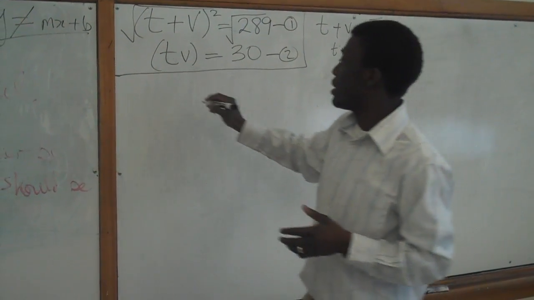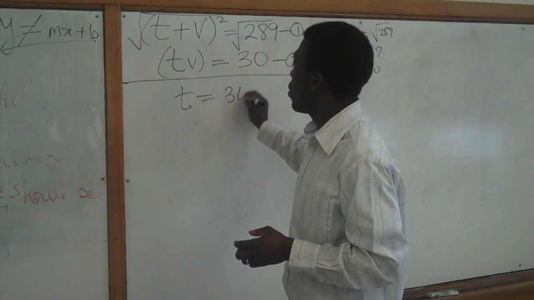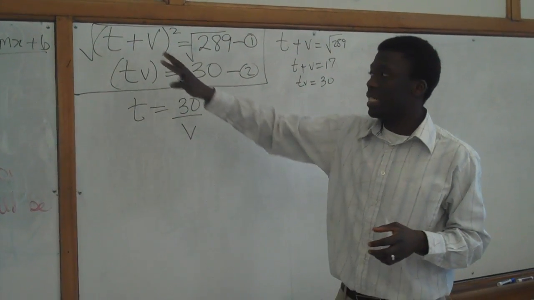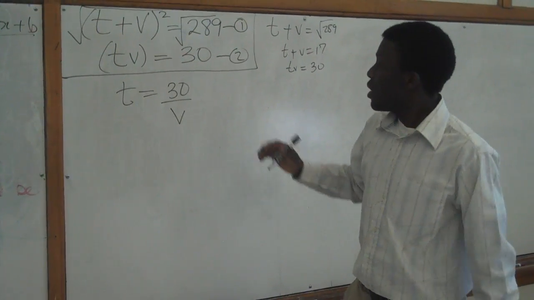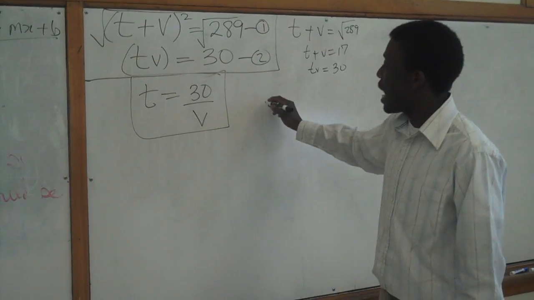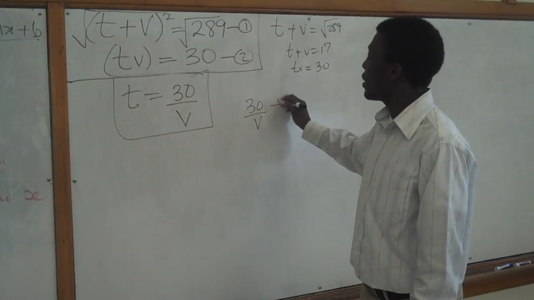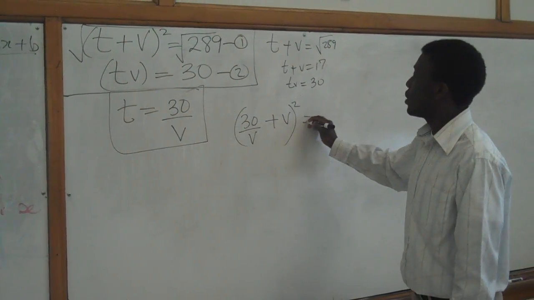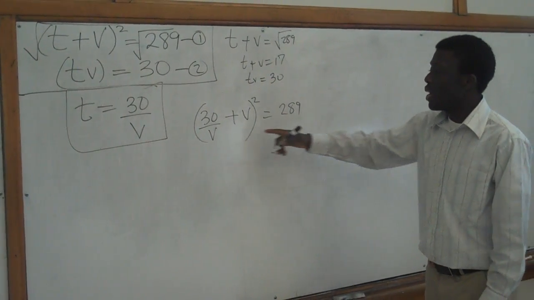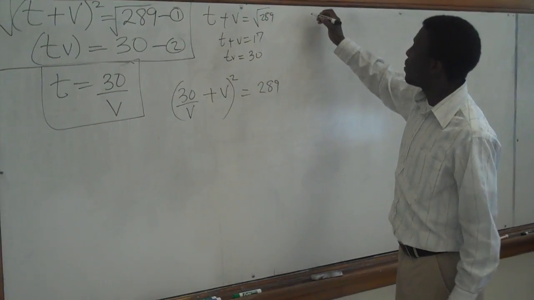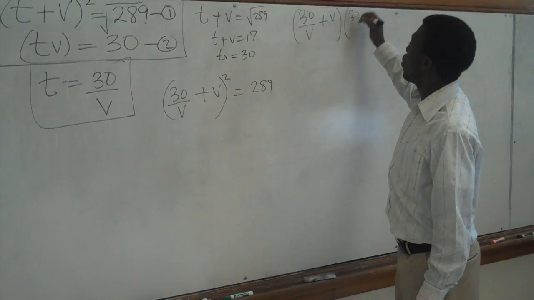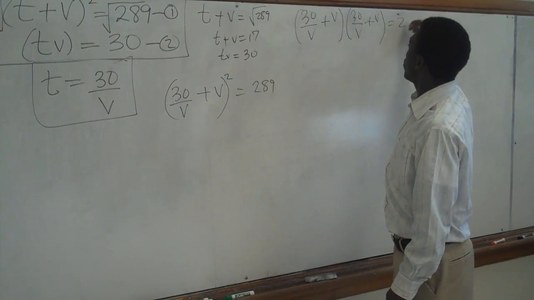So let's take our t. t is equal to 30 over v. So 30 over v is now going to represent t every time I see it. If this is my new t, that means back here, I'm going to have (30 over v plus v) squared is equal to 289. At this point, the next thing I want to do is to write out the two brackets. We have (30 over v plus v)(30 over v plus v) is equal to 289.